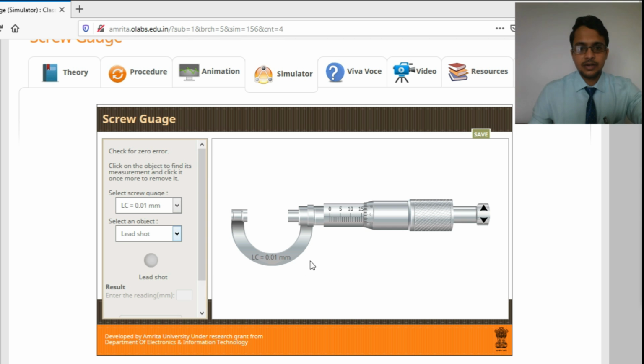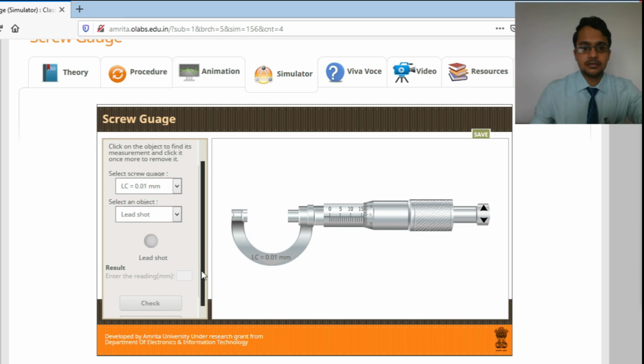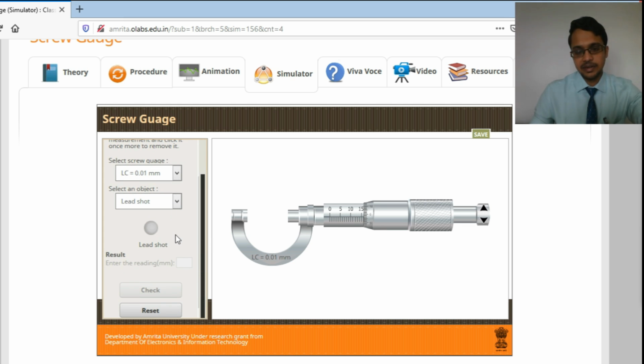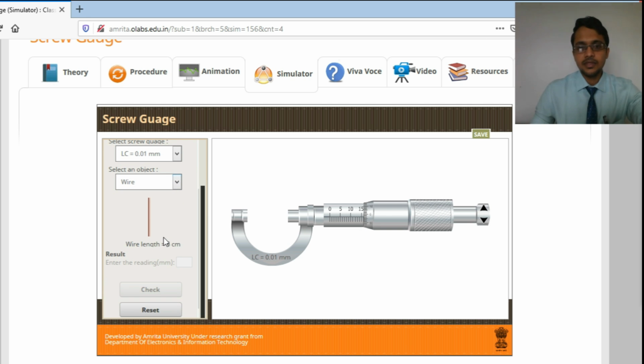Here look at this instrument, this is the screw gauge. I am taking the least count of the instrument as 0.01 millimeter, that means 0.001 centimeter. Here I will measure the diameter of a wire. First I have to measure the least count. Least count is already given here, so I am not measuring it again. Here I have to check whether there is an error in the instrument.